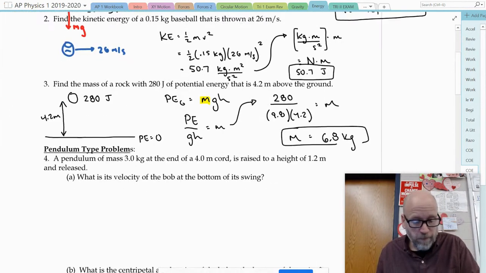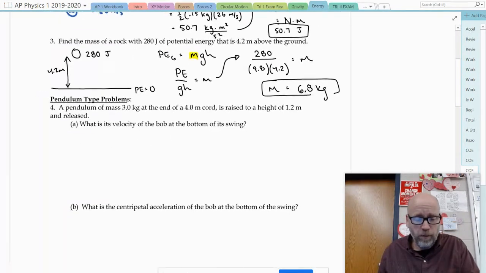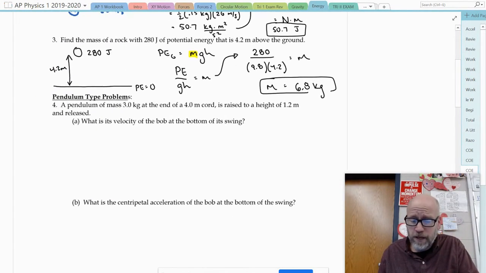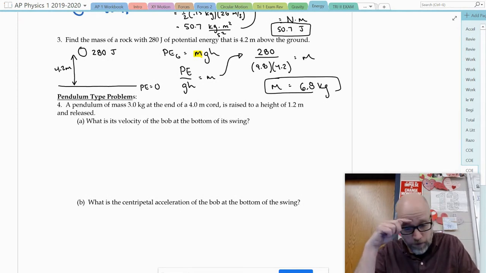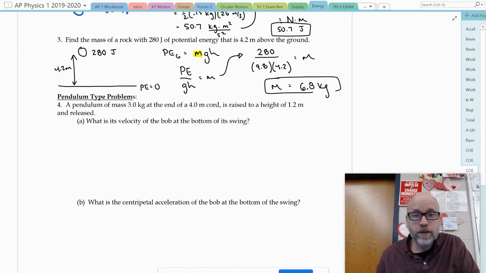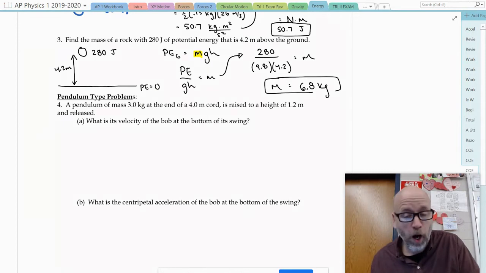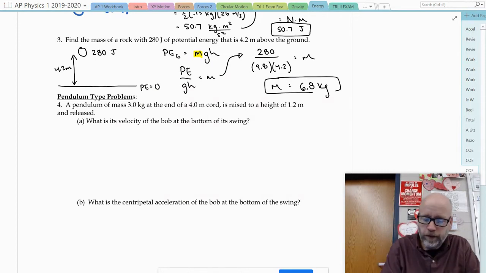Moving on. A pendulum type problem. A pendulum of mass 3 kilograms at the end of a 4-meter cord is raised to a height of 1.2 meters and released. What is the velocity at the bottom of its swing? And what is the centripetal acceleration of the bob at the bottom of the swing?